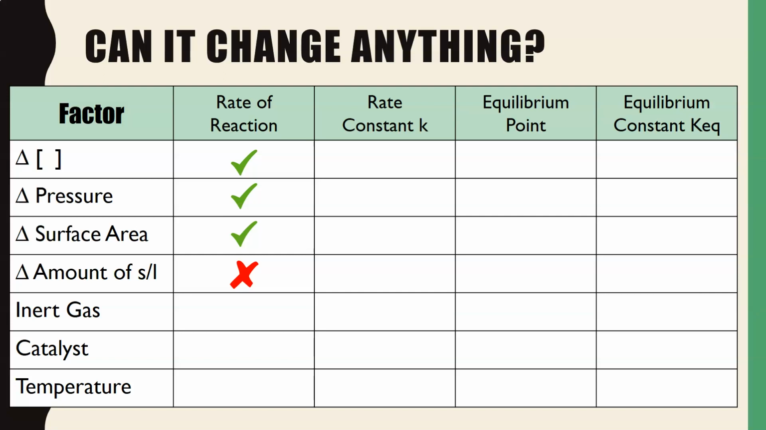Adding an inert gas? Nope, that's not going to change anything for us. It doesn't participate. Adding a catalyst? Yeah, that for sure makes things different. That's going to speed things up for us. And changing the temperature, either heating it or cooling it, might make it go faster or slower.